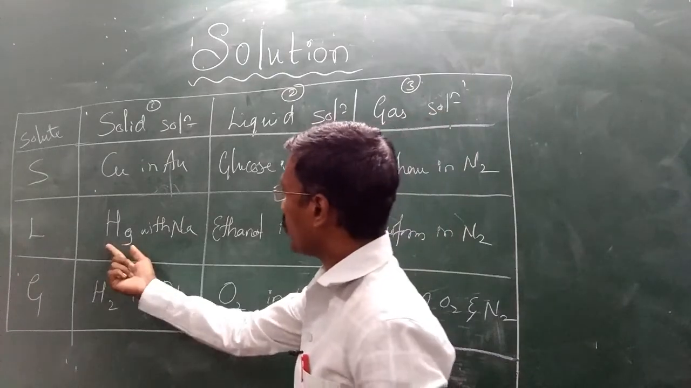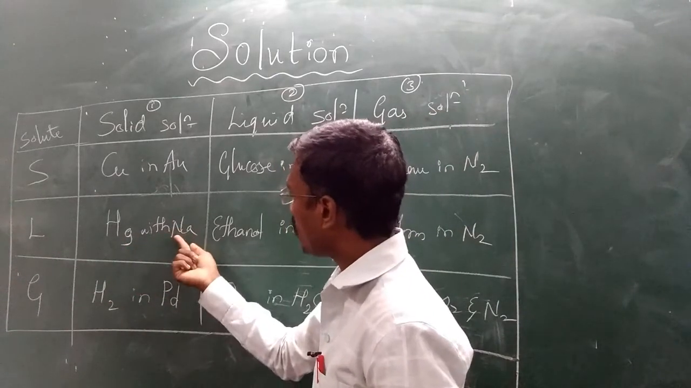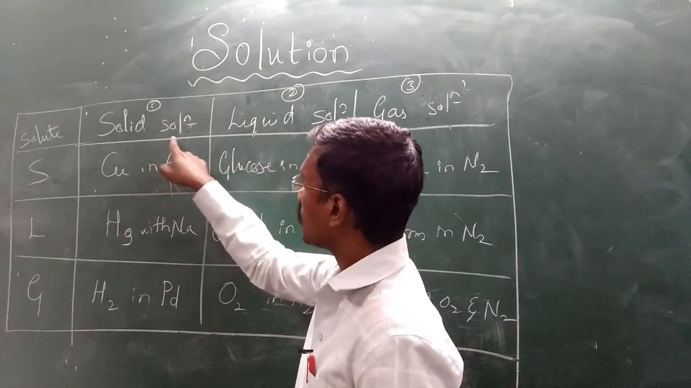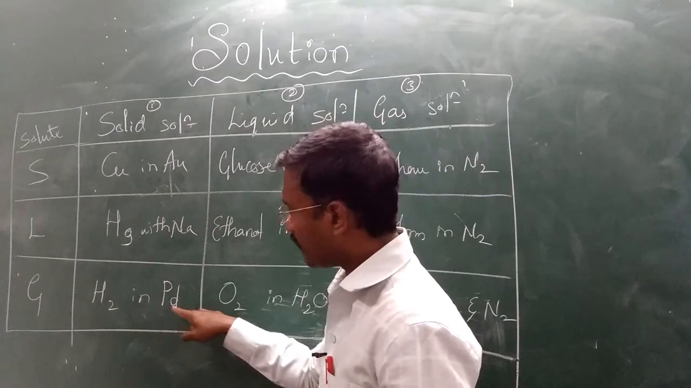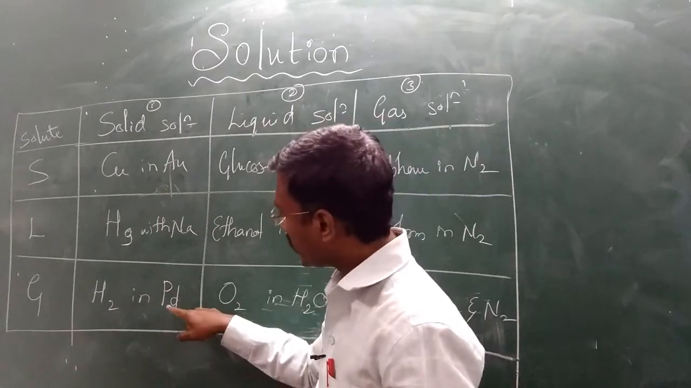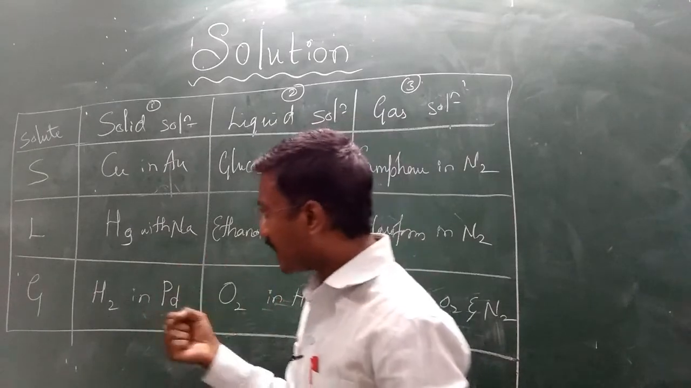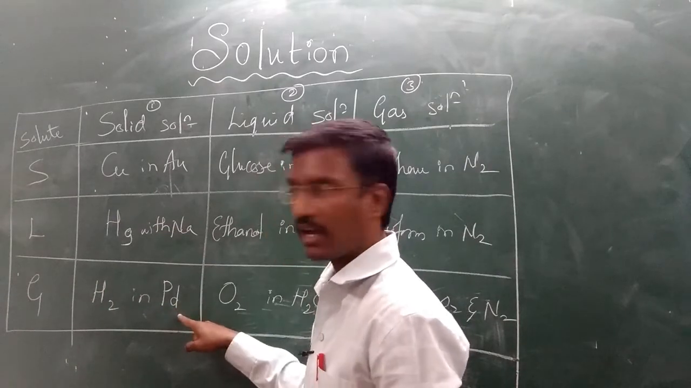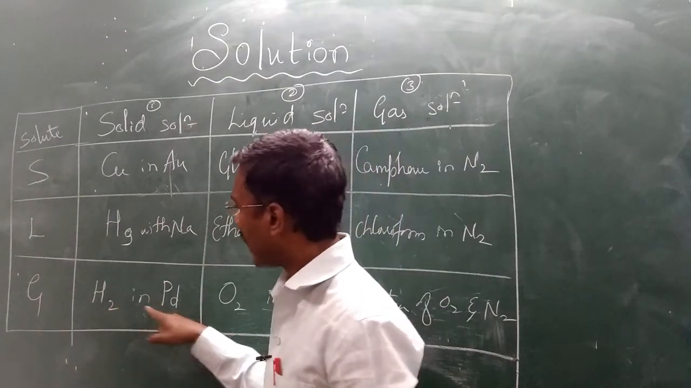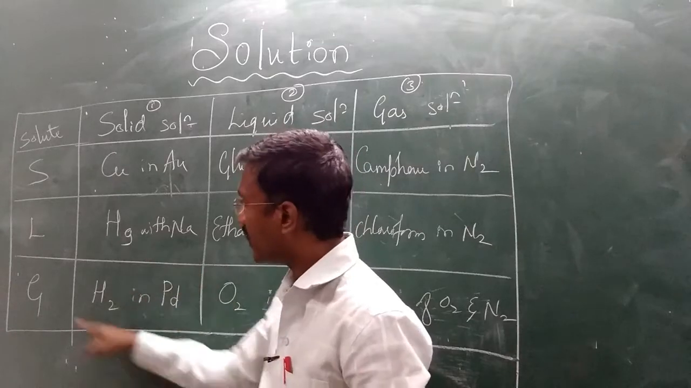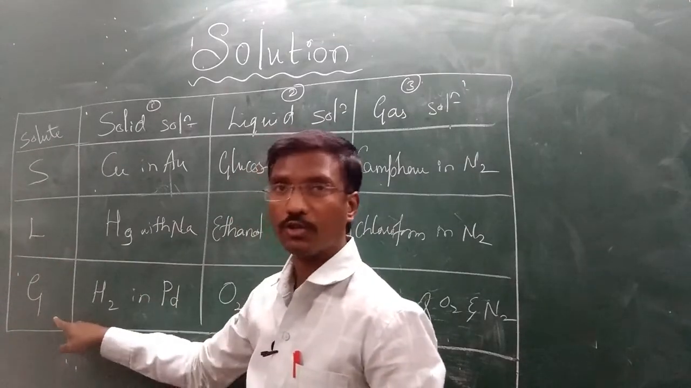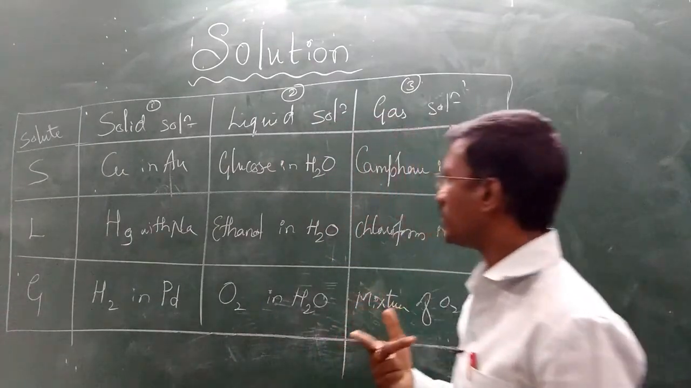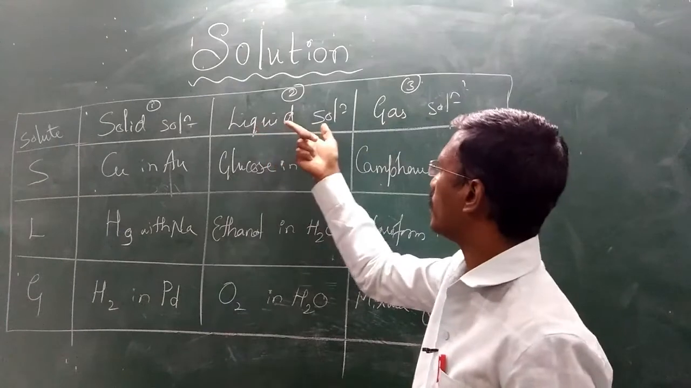Here mercury is a liquid and it is dissolved in sodium, where sodium is a solid. In the last one, in the solid solution, palladium is the solid solvent. Hydrogen is dissolved in palladium. So hydrogen is mixed or dissolved in a solid called palladium. Therefore, this is the example for a solid solution which contains a gaseous solute and a solid solvent. Are you getting this point? The question does not only arise on the basis of giving an example for the liquid solution.